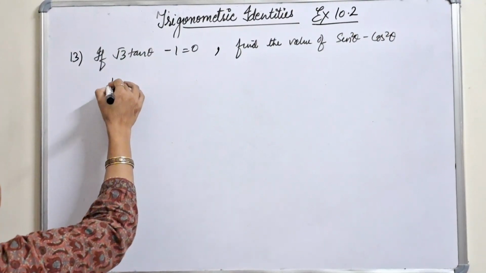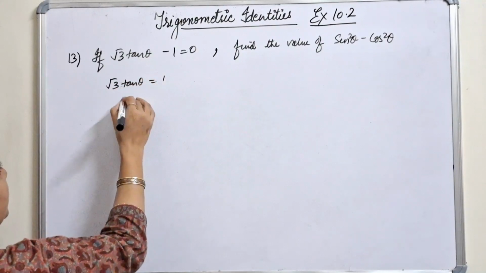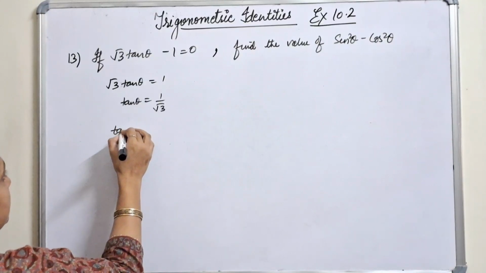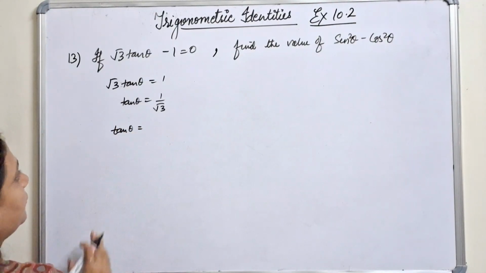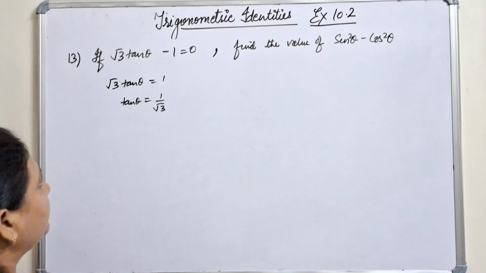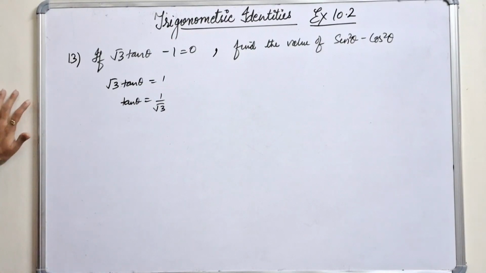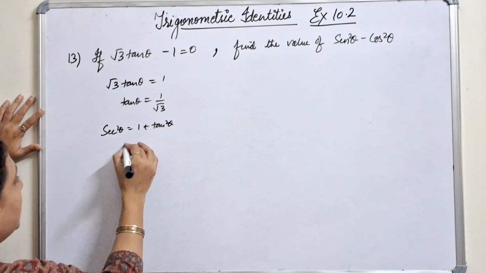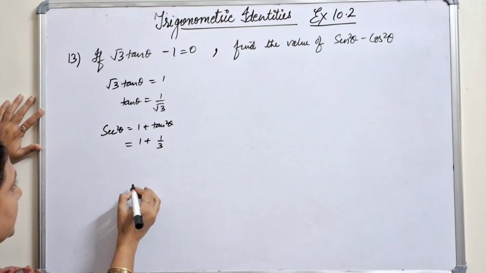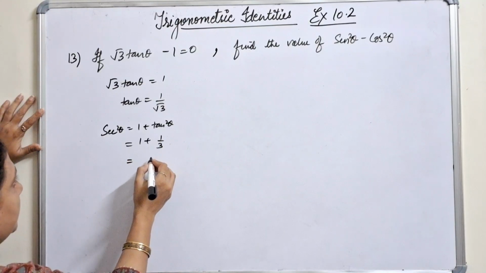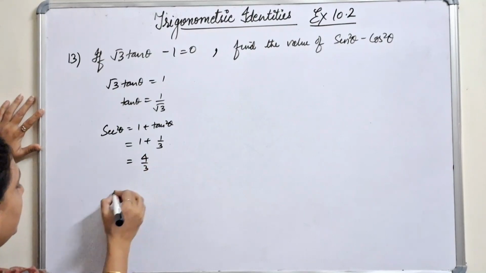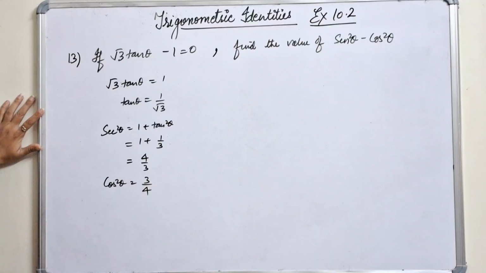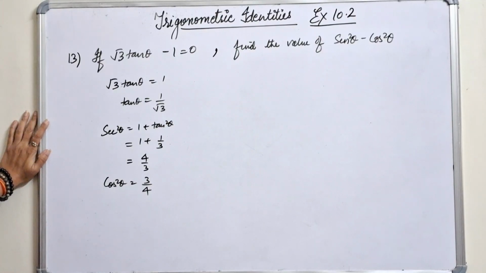See, what is being given to you? Root 3 tan theta is equal to 1. So tan theta is equal to 1 upon root 3. Then, tan theta is equal to 1 upon root 3. You can find the value of theta, or you can find the value of sine and cos separately. So sec square theta is equal to 1 plus tan square theta. So this will be 1 plus 1 upon 3. Right? So this can be written as 4 upon 3. So cos square theta will be the reciprocal of sec square theta. So that is 3 upon 4.